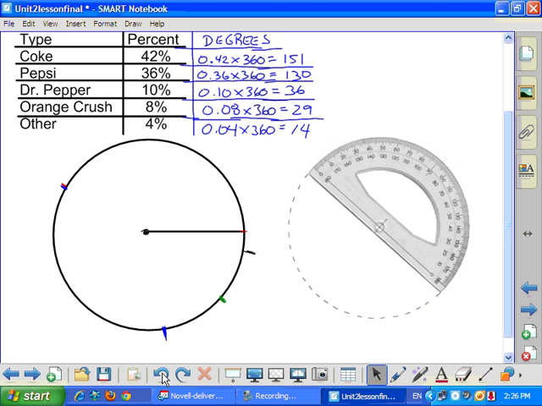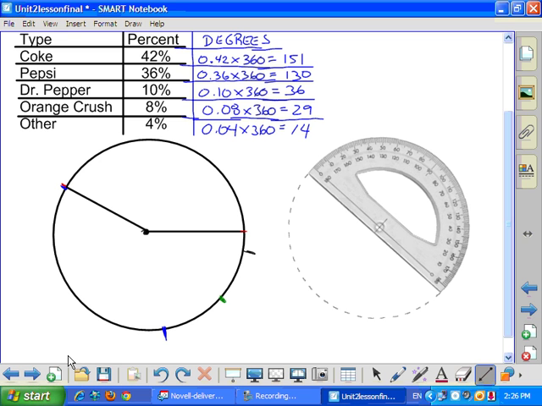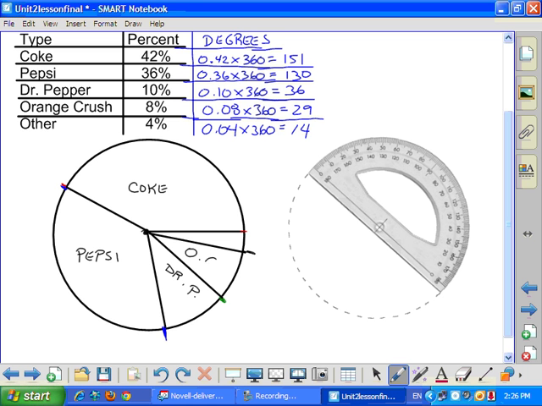I bring my ruler, and for me it's a line maker. I now can go from the radius to these points to create my circle graph. There we go. So each area on this graph represents the percentage people answered. So we have Coke, I have Pepsi, I have Dr. P, I have the Orange Crush, OC, and I have other. And then to make it look pretty, you can color it in.